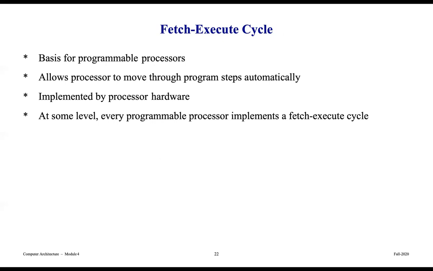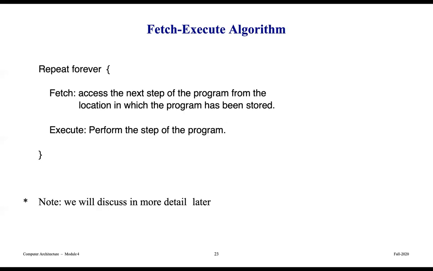So what is the fetch execute cycle? This is the basis for programmable processors. It allows the processor to move through program steps automatically, and it's implemented by processor hardware. At some level, every programmable processor implements a fetch execute cycle. So you get a command, you execute a command. You get a command, you execute a command. And we will be talking about pipeline architectures, so we'll see more about that as we go.